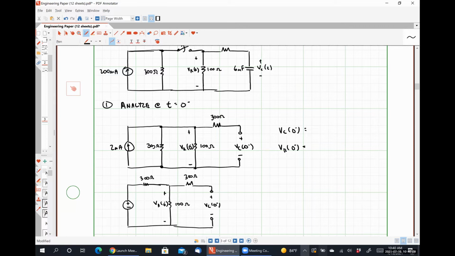Is that supposed to be 200 milliamps or 2 milliamps? Just curious. Oh, I'm sorry, it is 200 milliamps. Thank you. That's my fault.